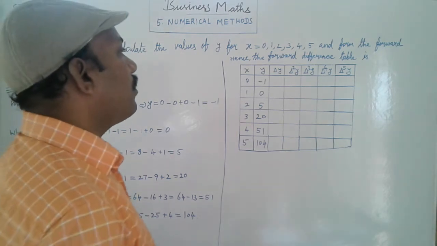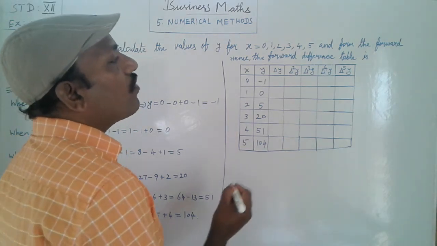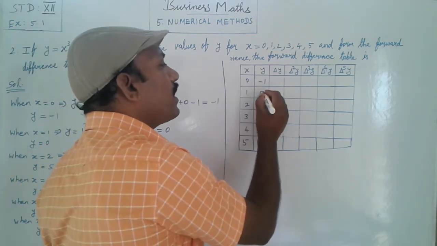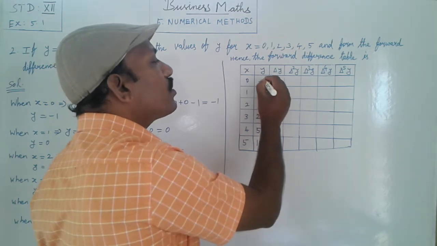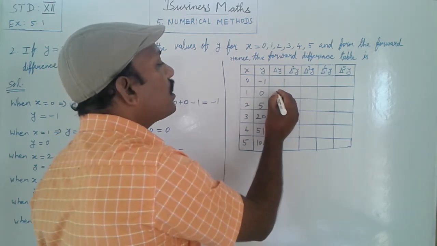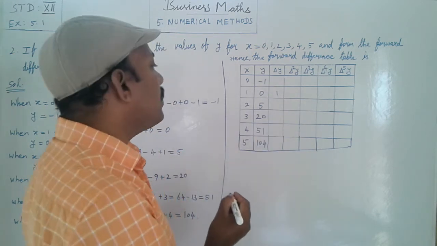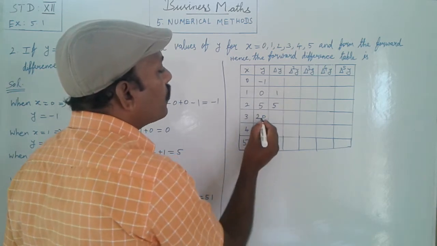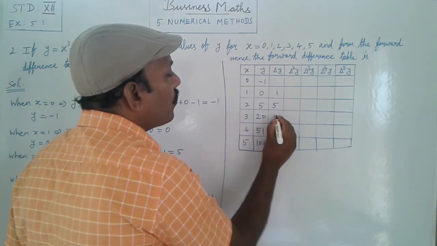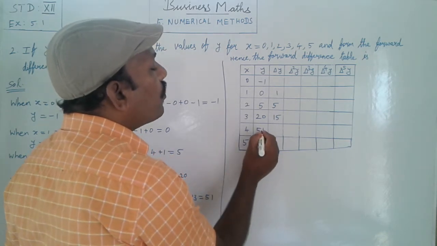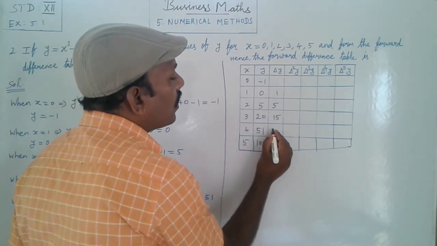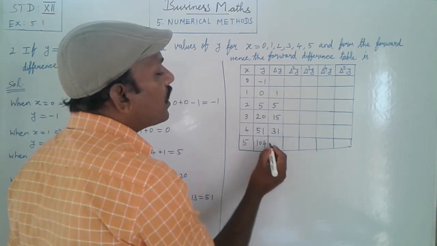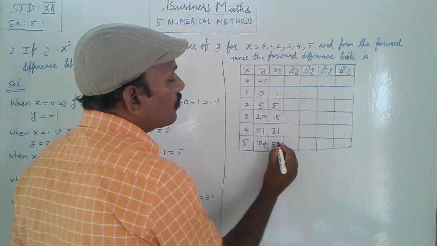So now we should write the forward difference table. Forward difference table means we should subtract: 0 minus of minus 1 is plus 1, so 0 plus 1 is 1. 5 minus 0 is 5. 20 minus 5 is 15. 51 minus 20 is 31. 104 minus 51 is 53.